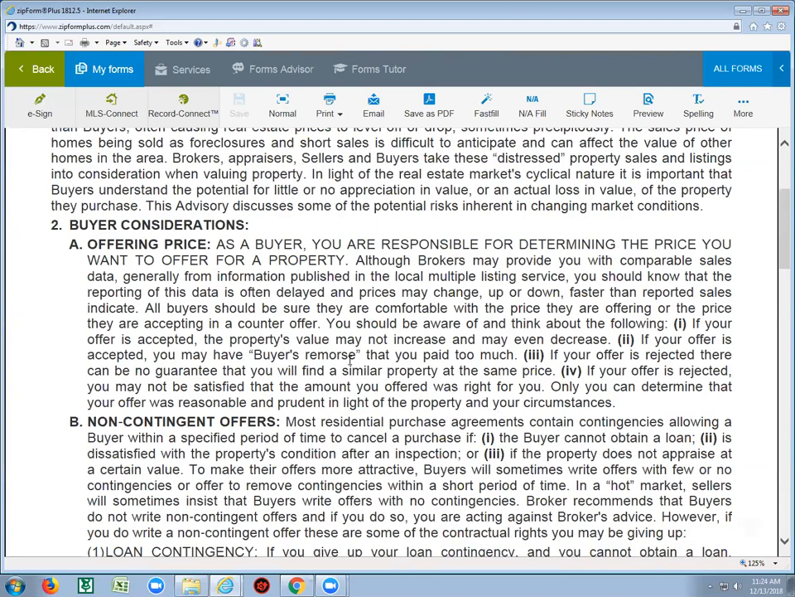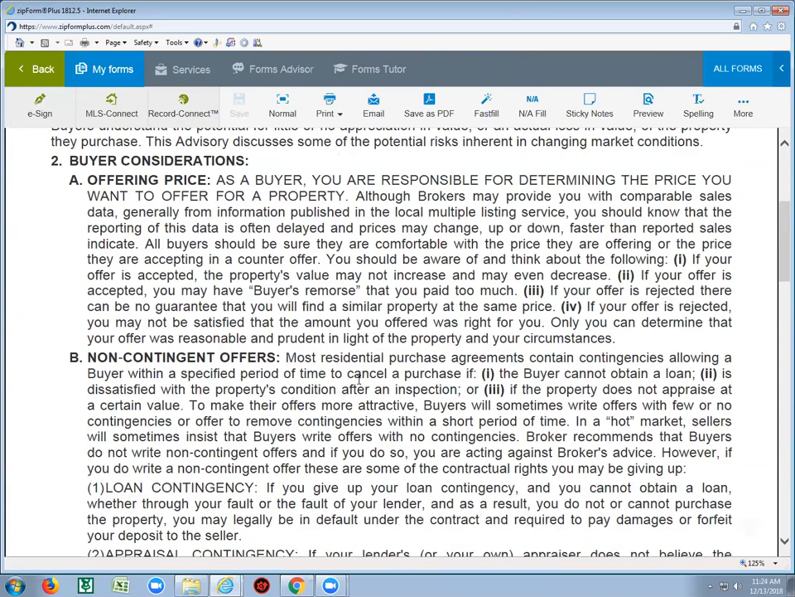You've got to consider what white collar people want. And a buyer's consideration: offering the price. As a buyer, you are responsible for determining the price you want to offer for a property. How many buyers are going to ask you, what price should I offer? You've got to have enough knowledge to determine what price. You have to look at the market, the potential, the lot size, the year. Look at the whole picture and form an idea. If you want to be your client's agent for life, you better do that.